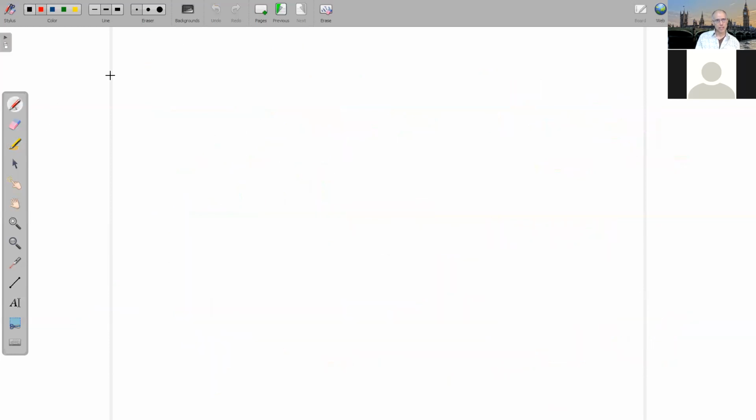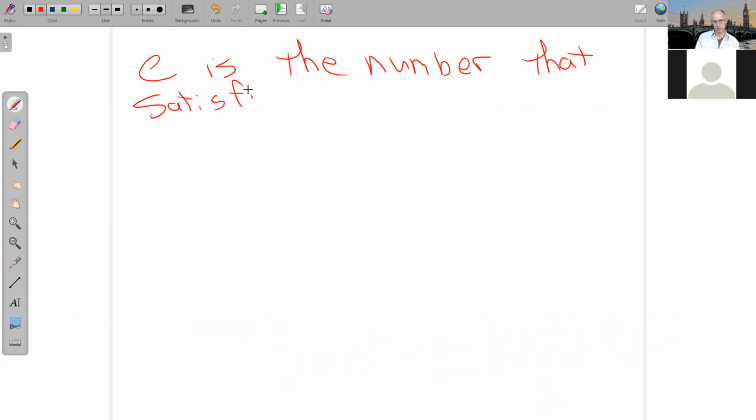e is the number that satisfies this limit. And I'll show you the limit. So e is the only number that if we let x go to zero, this is equal to one. Now, if we tried to cheat and plug in zero, e to the zero is one, one minus one is zero, x is going to zero. So this is one of those indeterminate forms, right? So that's indeterminate.